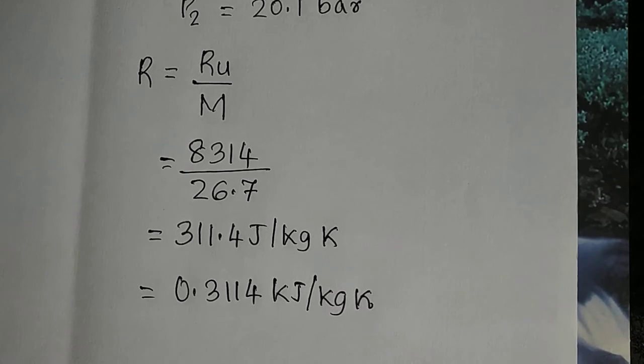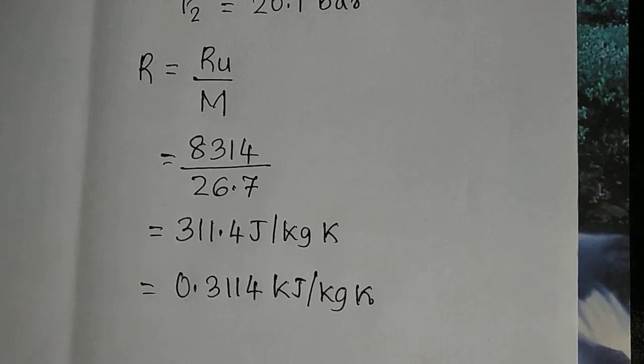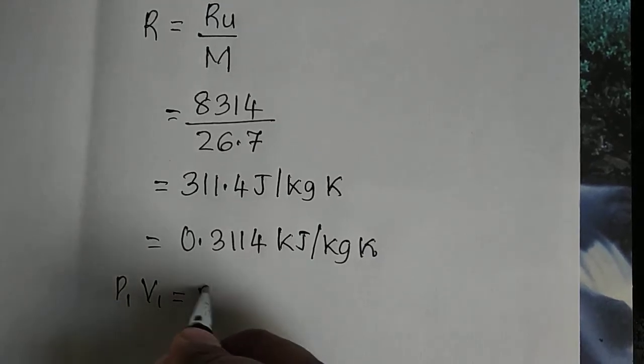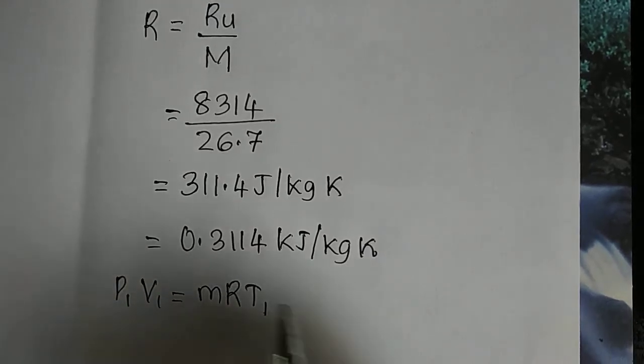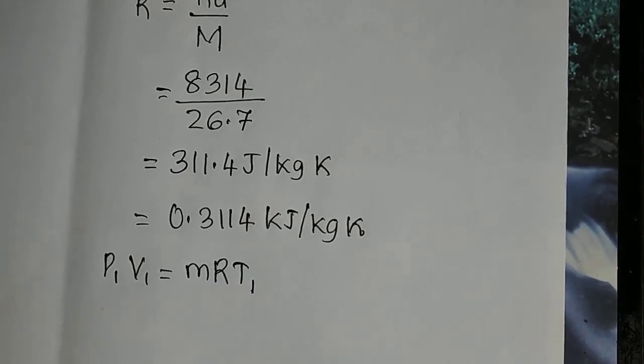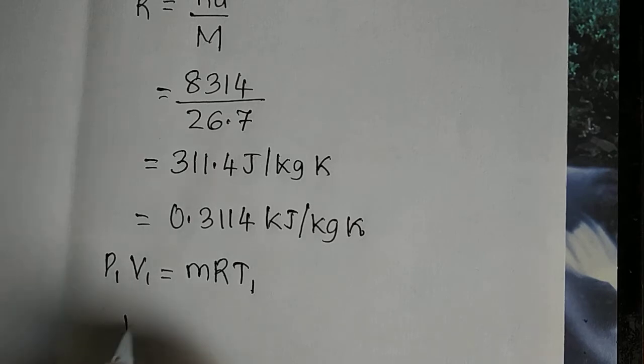Then upon finding out the value of R, you can find out V1. From the characteristic gas equation we know that P1 V1 is equal to m R T1, that is, we want the value of V1.